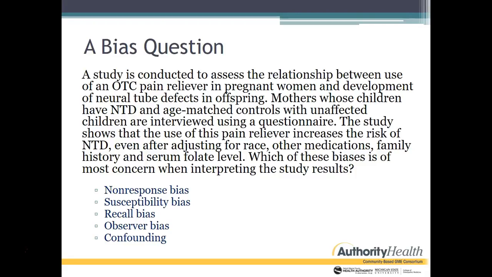So this is something you may see often in studies with pregnancy and adverse outcomes. And we just talked about this. This would be a potential case of recall bias.